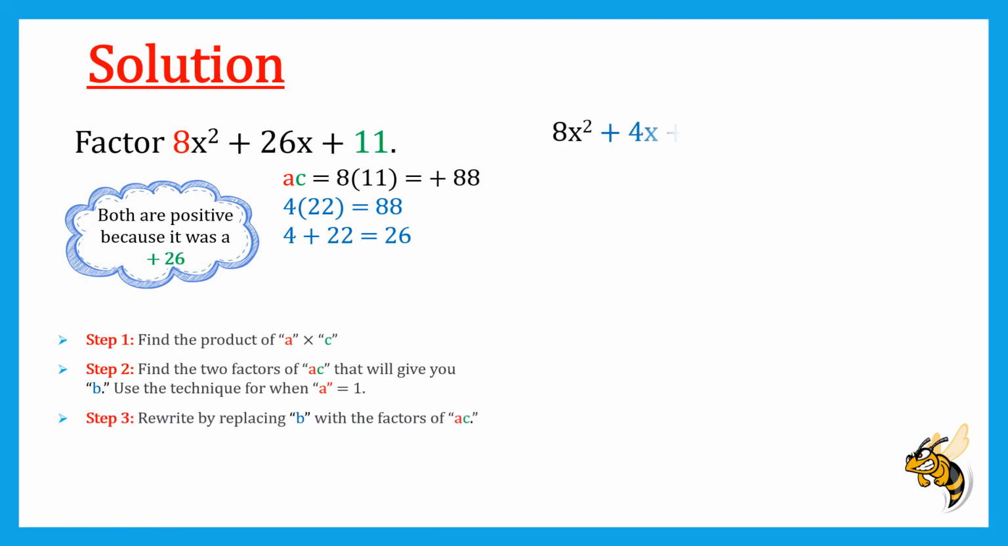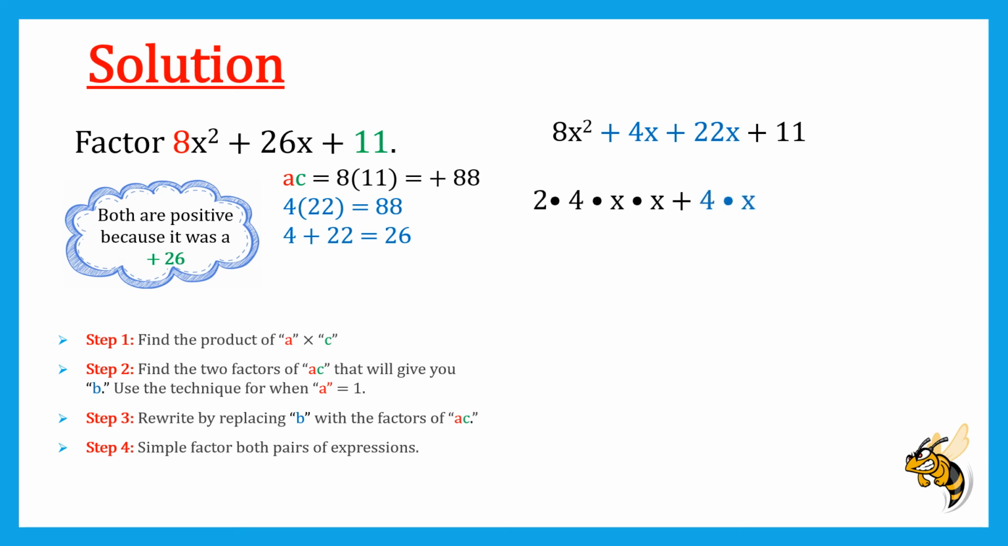And when I rewrite, I have 8x squared plus 4x plus 22x plus 11. If I combine like terms in my mind, 4x plus 22x does equal 26x. So that means the expression stayed the same. We want to simple factor the first pair. So 8x is broken down into 2 times 4 times x, and 4x is broken down into 4 times x.